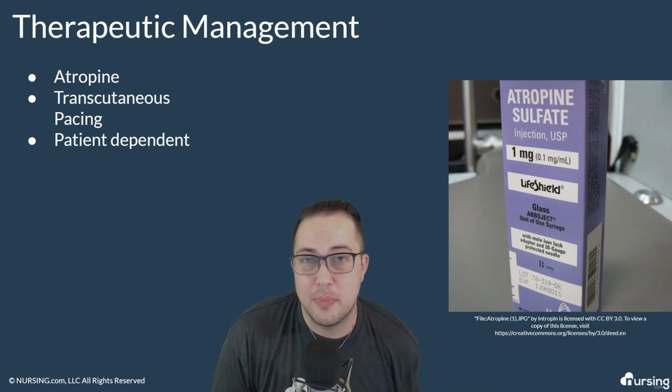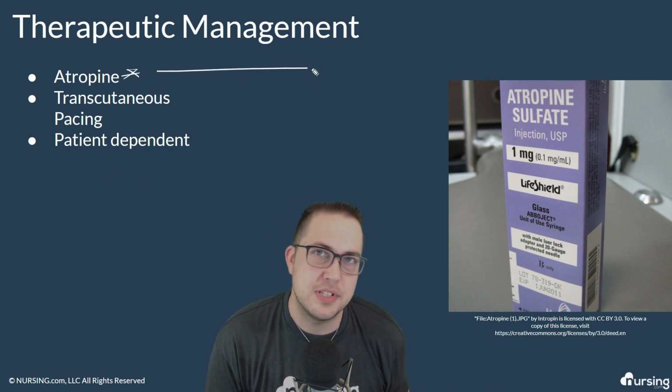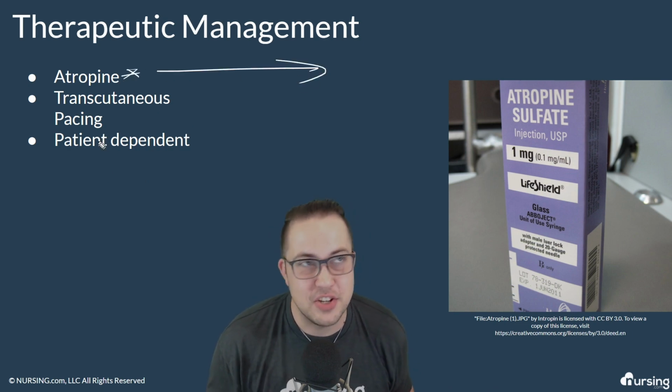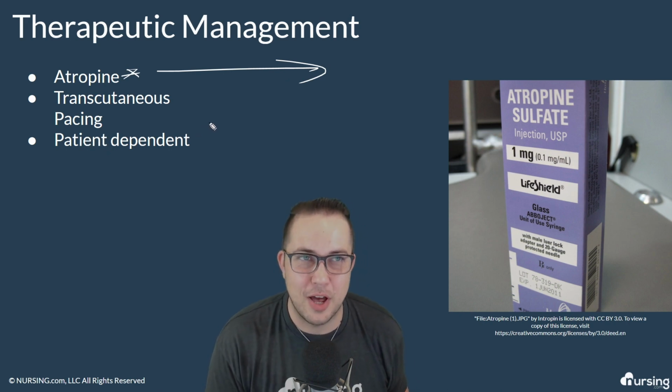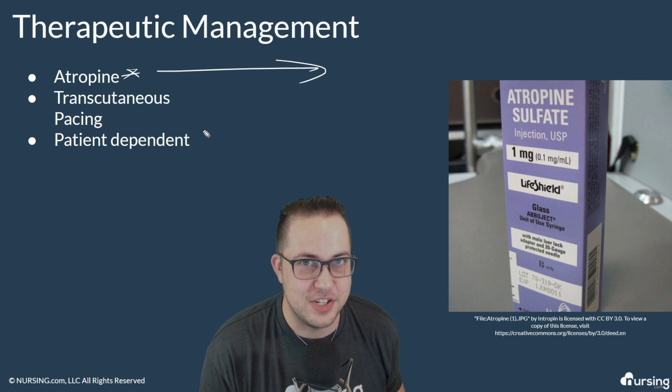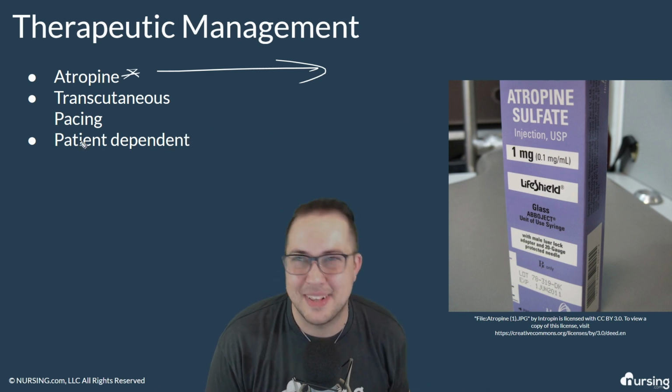What are some of the therapeutic management options that we may see for a patient experiencing bradycardia? Well, we could see a pharmacological option, something such as atropine, which is essentially a positive chronotrope. You may hear that terminology thrown around, but positive chronotrope basically just means it increases their heart rate. So if a patient's bradycardic, you may see something like that used.